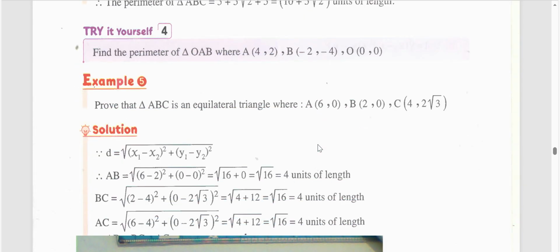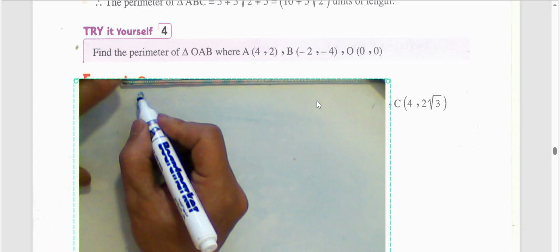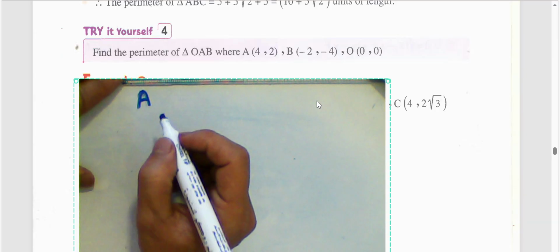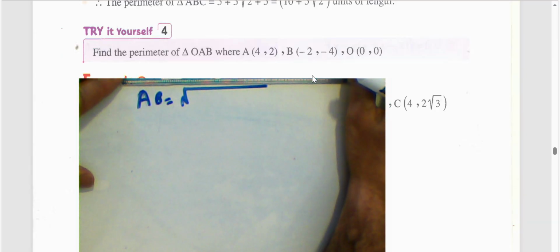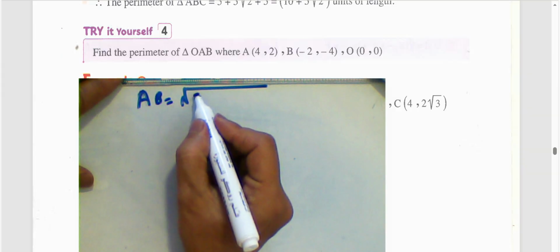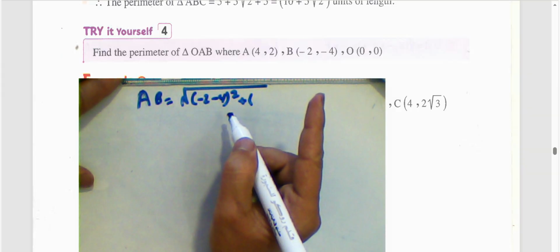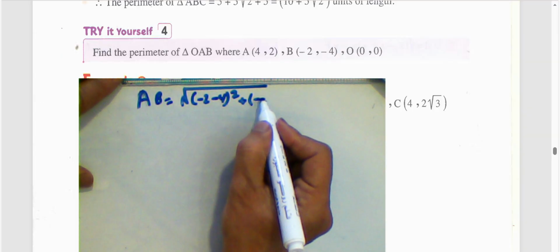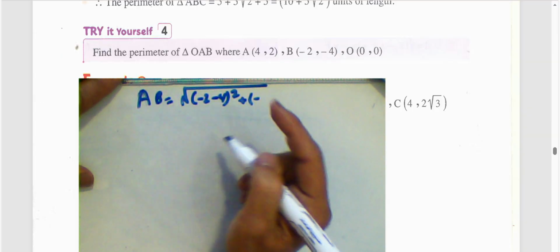Find the perimeter of the triangle where A is (4, 2), B is (-2, -4), and C is (0, 0). First step, I will find AB. It equals the square root of (-2 minus 4) to the power 2 and (-4 minus 2) to the power 2. We write -2 minus 4 and -4 minus 2.